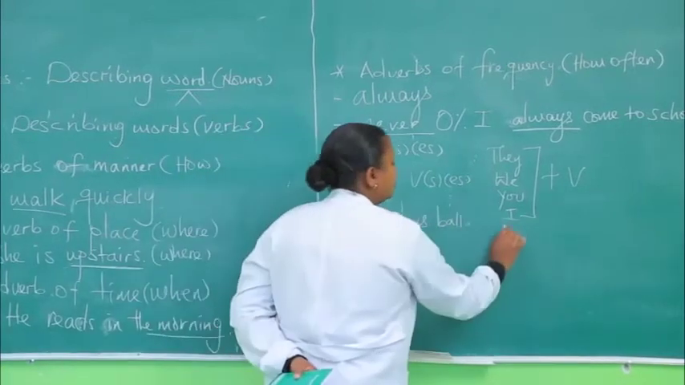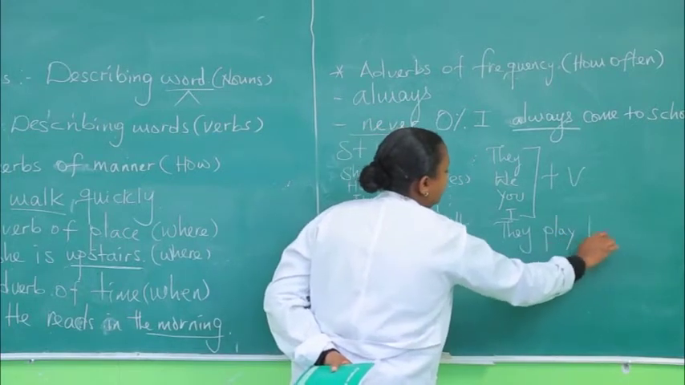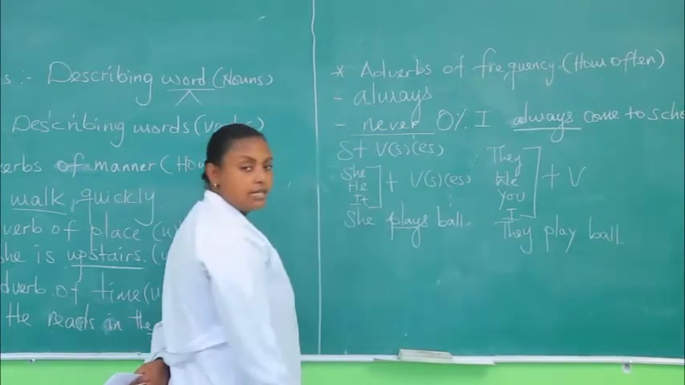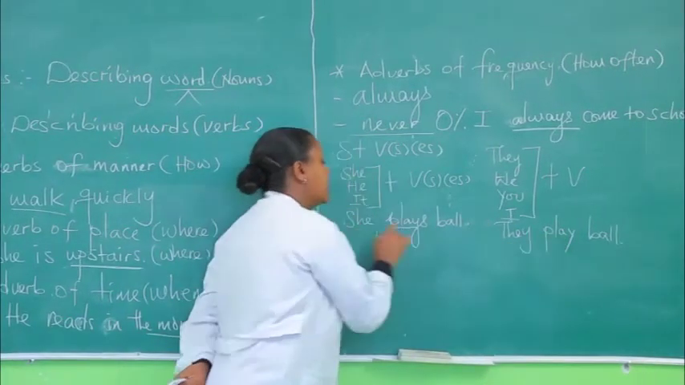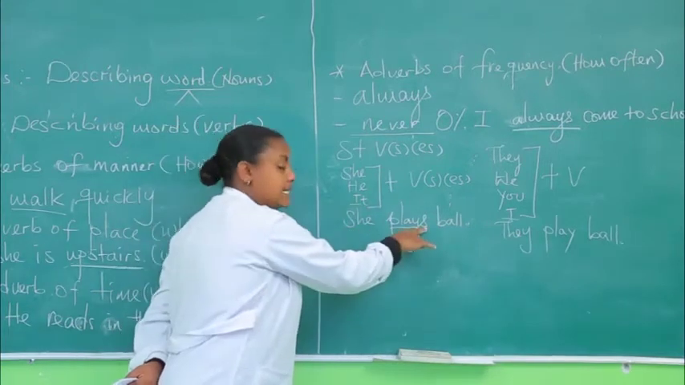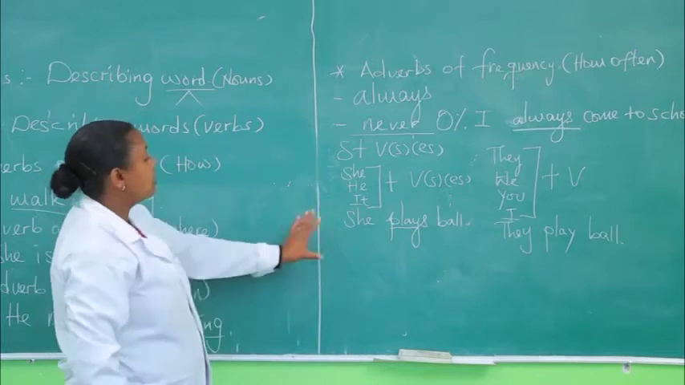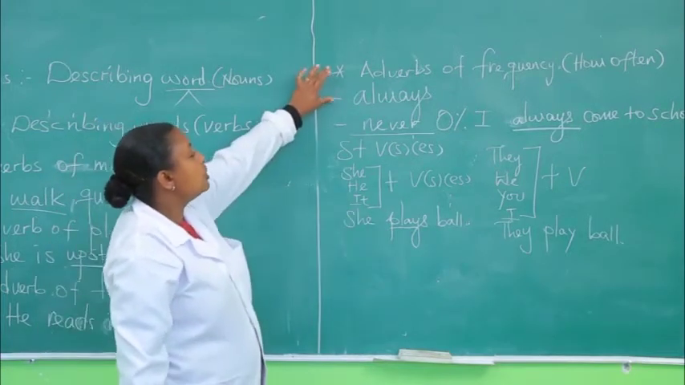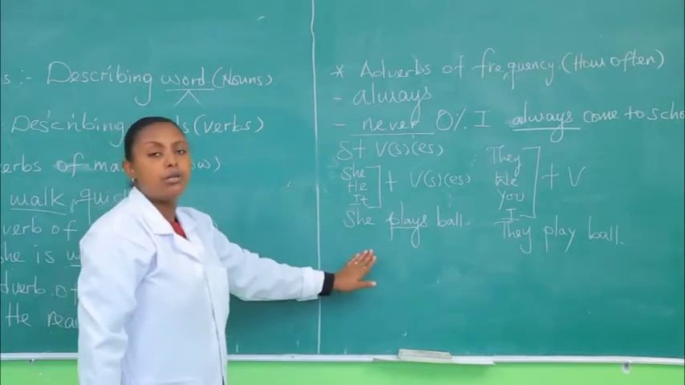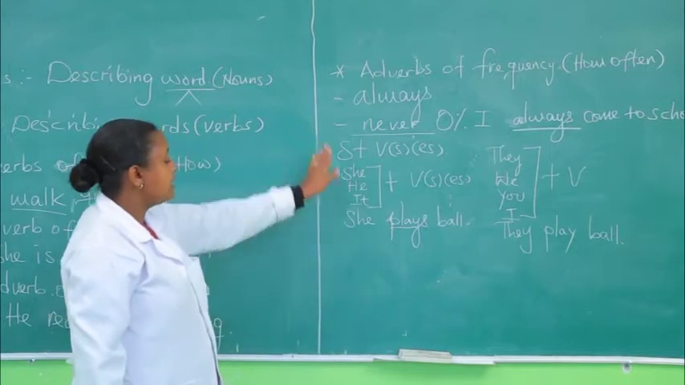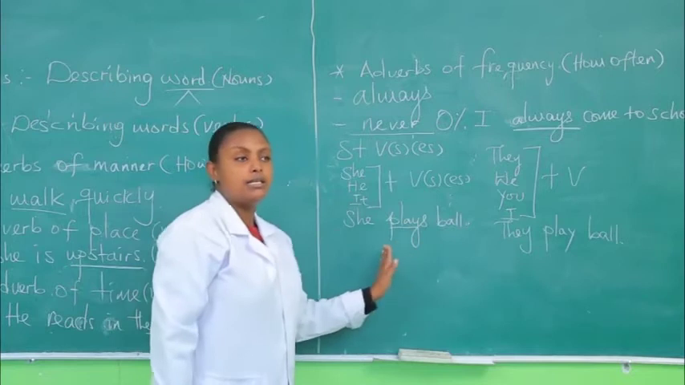So, what are you going to do? They play ball. You see the difference? This is plural subject, so no s. This is singular subject, so with this s. So, why I brought this simple present tense to your mind? Because we always use adverbs of frequency with simple present tense. Simple present tense with singular subjects and plural subjects, you have to see the difference.